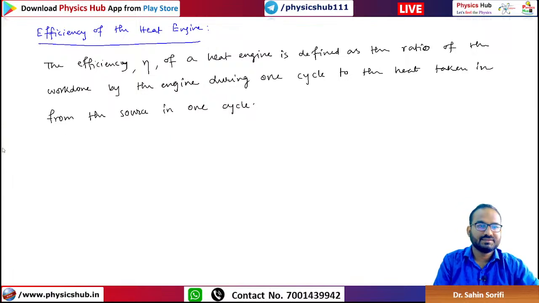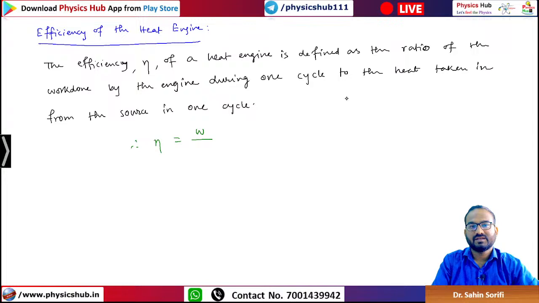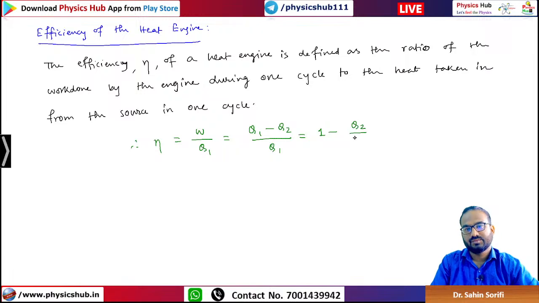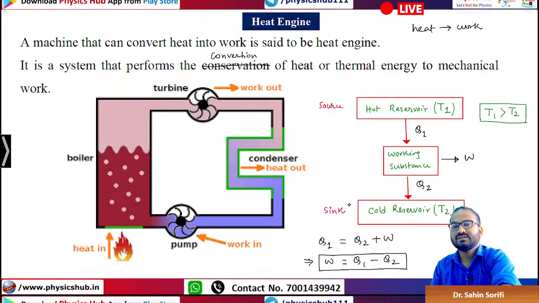So, mathematically if we define this eta, so eta is the ratio of the work done W divided by the heat taken in, that is Q1, and W we have already seen, it is equal to Q1 minus Q2 divided by Q1. So this is 1 minus Q2 upon Q1, and obviously this Q1 is the total heat. Q2 will always be less than Q1.